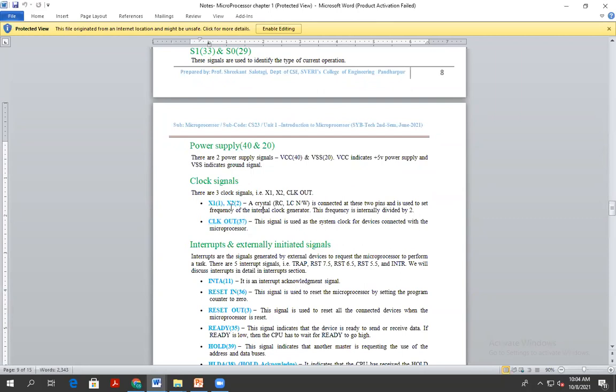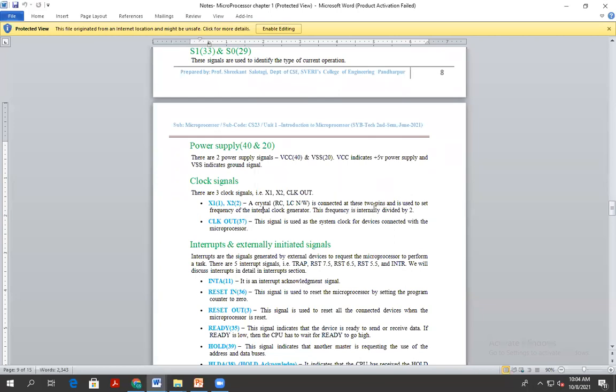In X1 and X2, these are the clocks. Some students asked about clock generators, so just a brief one or two sentence idea. At X1, pin 1, and X2, pin 2, a crystal or an RC network, that is a resistor and capacitor network, is connected at these two pins. The resistor, inductance and networks are connected with X1 and X2 to reduce the timing delay.